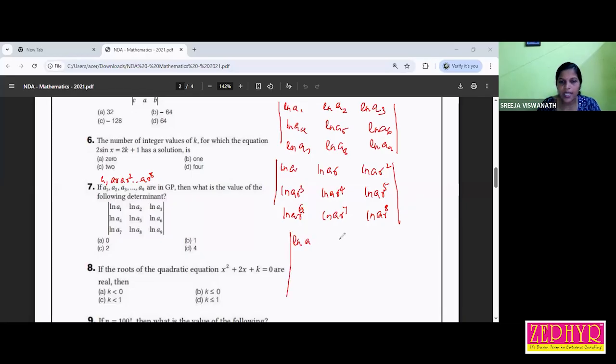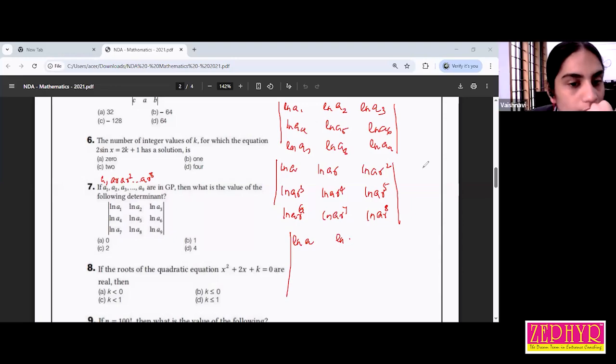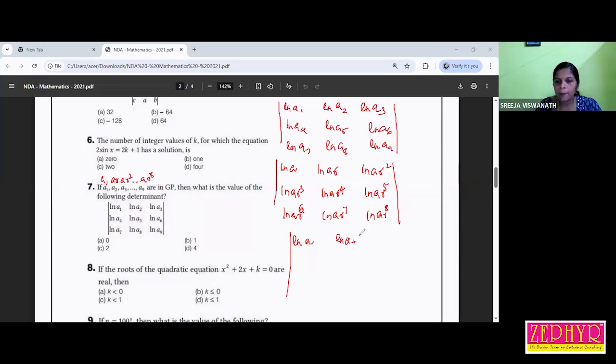Listen, log AR can be written as, what is log of AB? Log A plus log B. That is log A plus log R. Like that, log of AR square means log A plus 2 log R. Is it right?